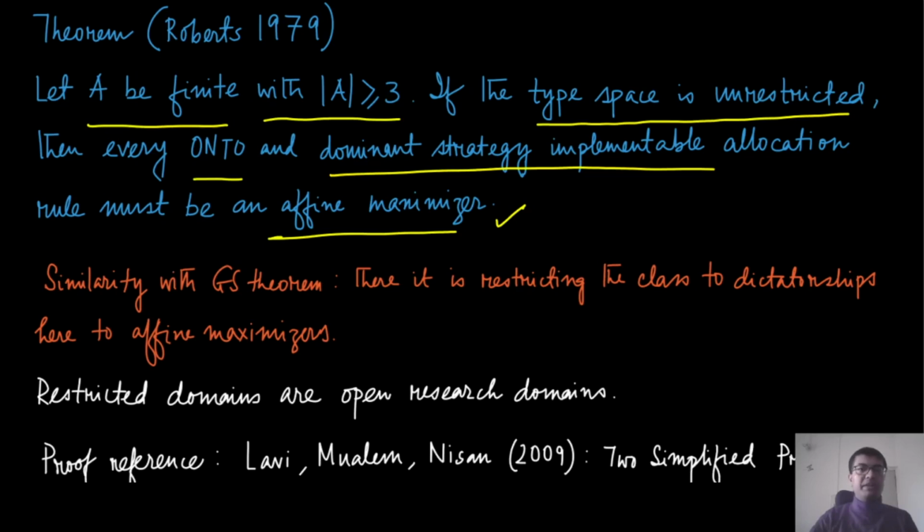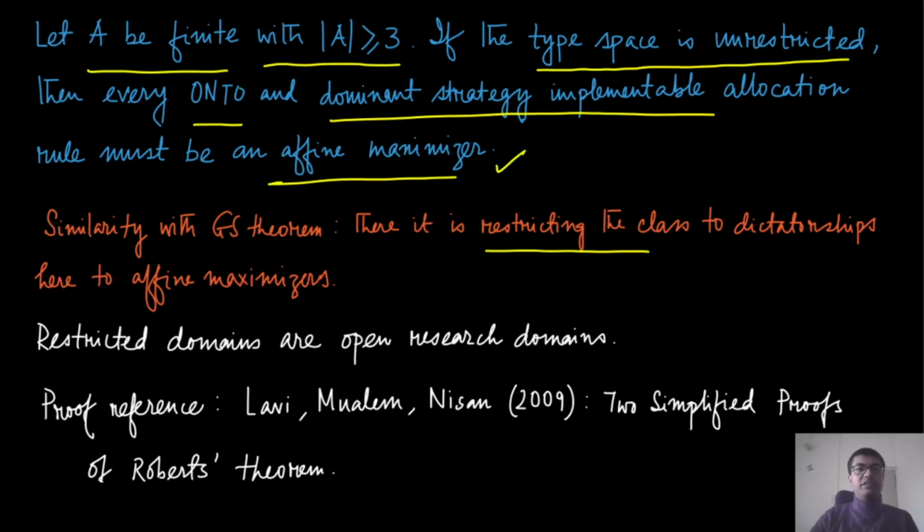If you just want to compare this with the GS theorem, it was restricting the whole class of mechanisms to dictatorships. Here it is restricting to affine maximizers. Of course, you can also ask very similar questions that we asked in the context of the GS theorem: how we can restrict our attention to certain subclasses or subdomains, and then find some positive results. So do there exist some mechanisms which are non-affine maximizers, or larger than affine maximizers, in a smaller restricted domain? And these are essentially open research questions. Some of these are already solved, some of them are not yet solved.